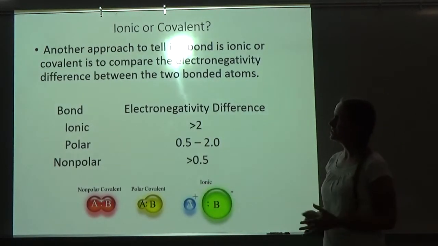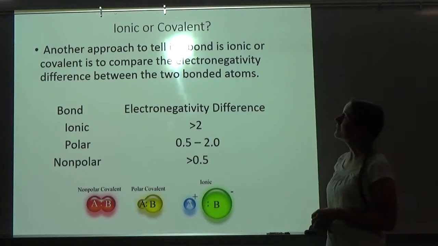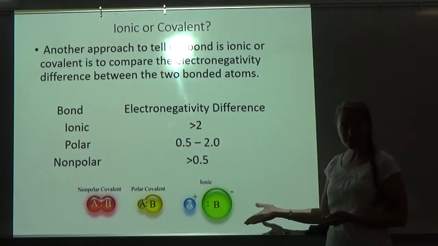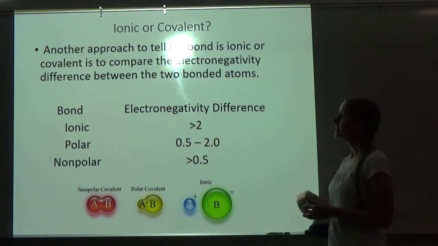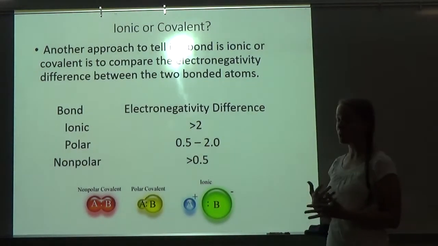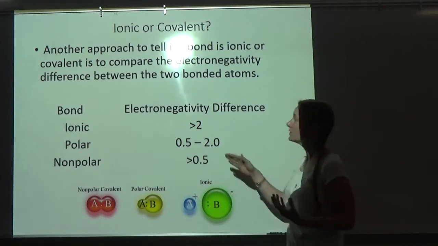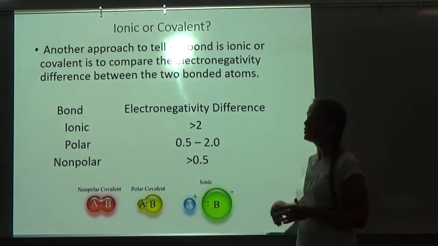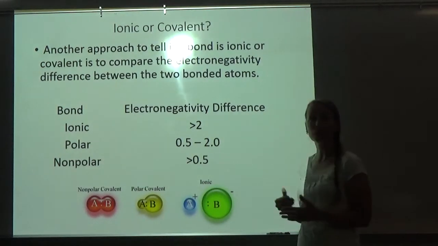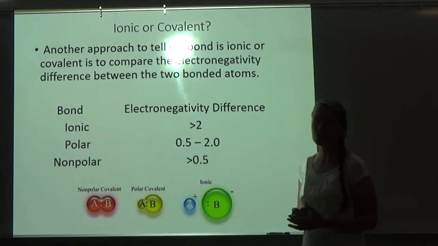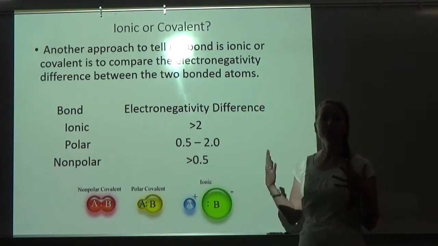So what can we do in that situation? Well, another approach to tell if a bond is ionic or covalent is to compare the electronegativity difference between the two bonded atoms. And I'll show you how to do this in section 8.4. An electronegativity chart just shows us the atom's ability to attract electrons. When you subtract, if the difference is greater than 2, we consider the bond ionic. If it's between 0.5 and 2, we consider it polar, which we'll talk about in section 8.4. And if it's less than 0.5, it's considered nonpolar, which again we'll talk about in section 8.4.